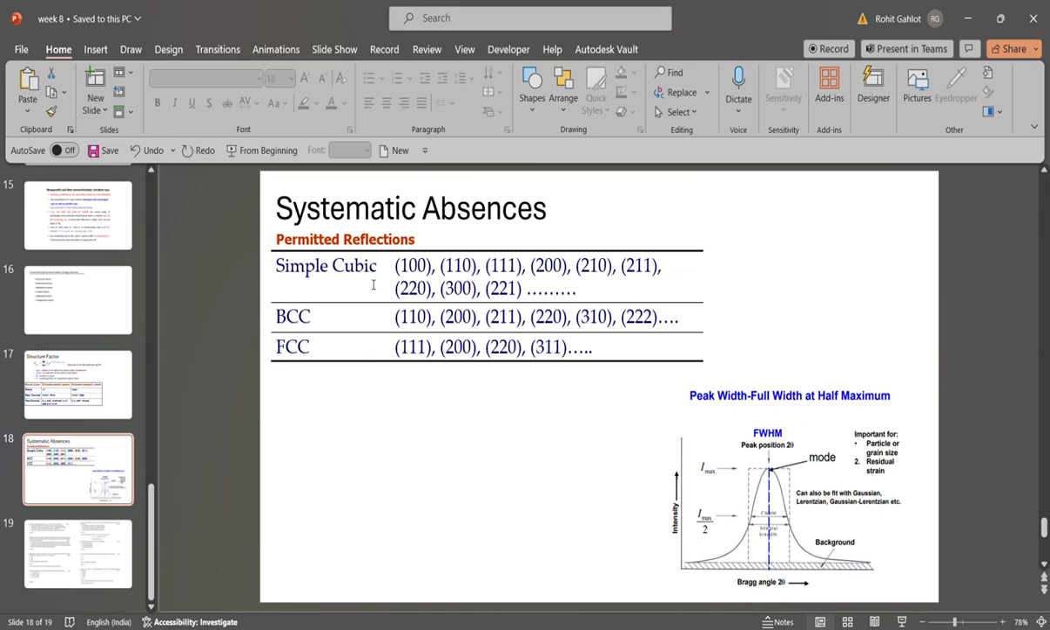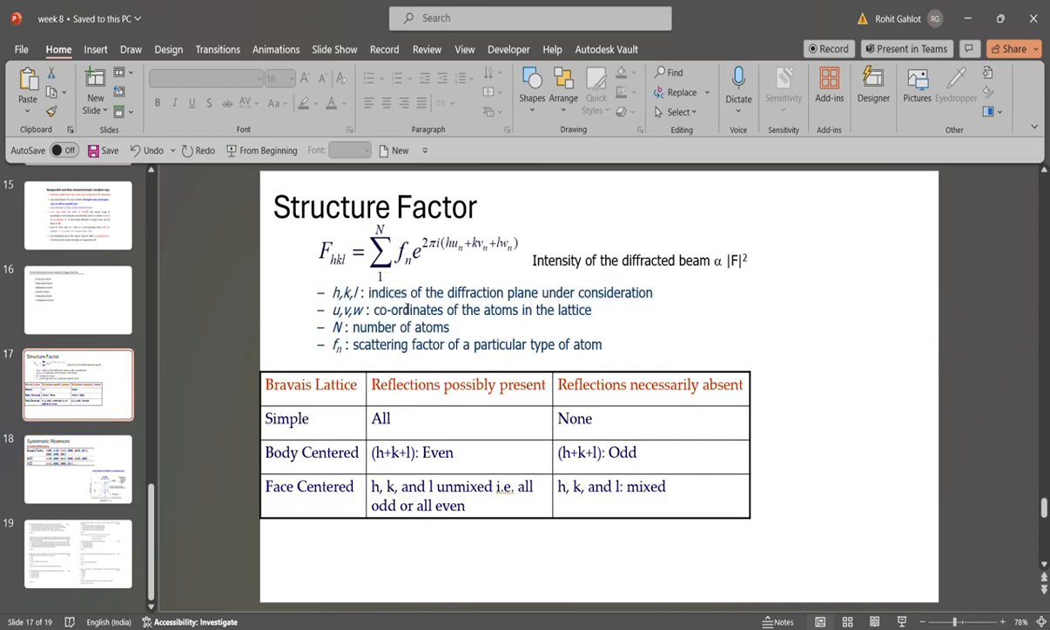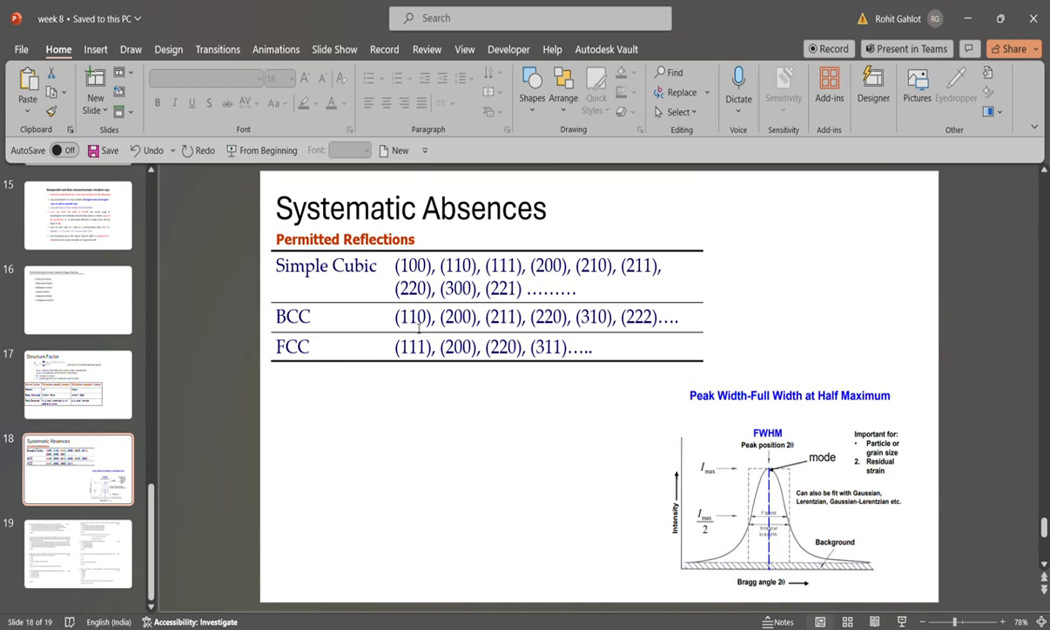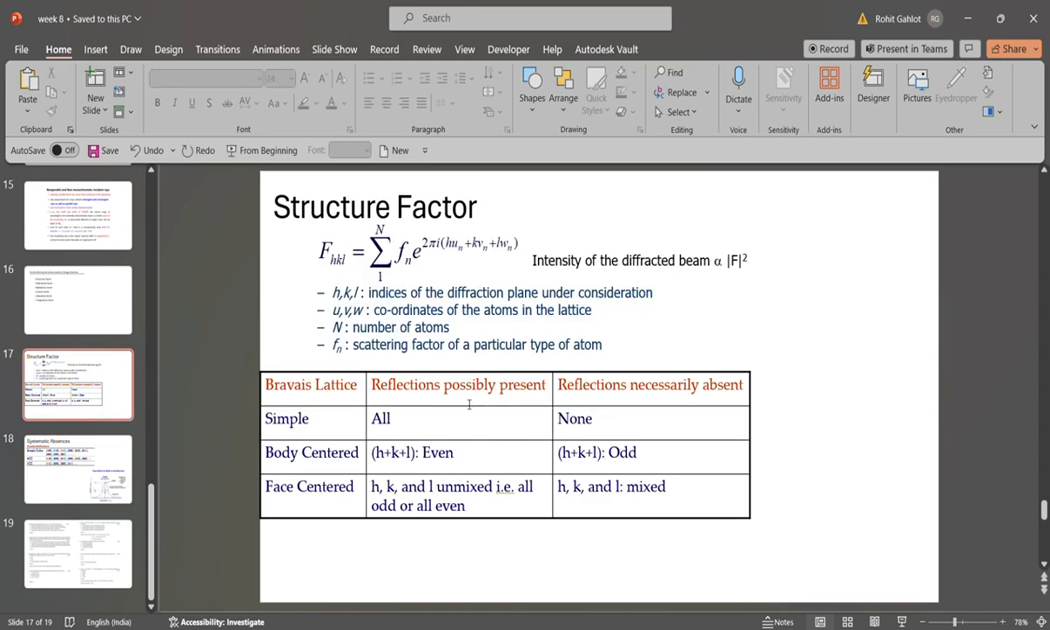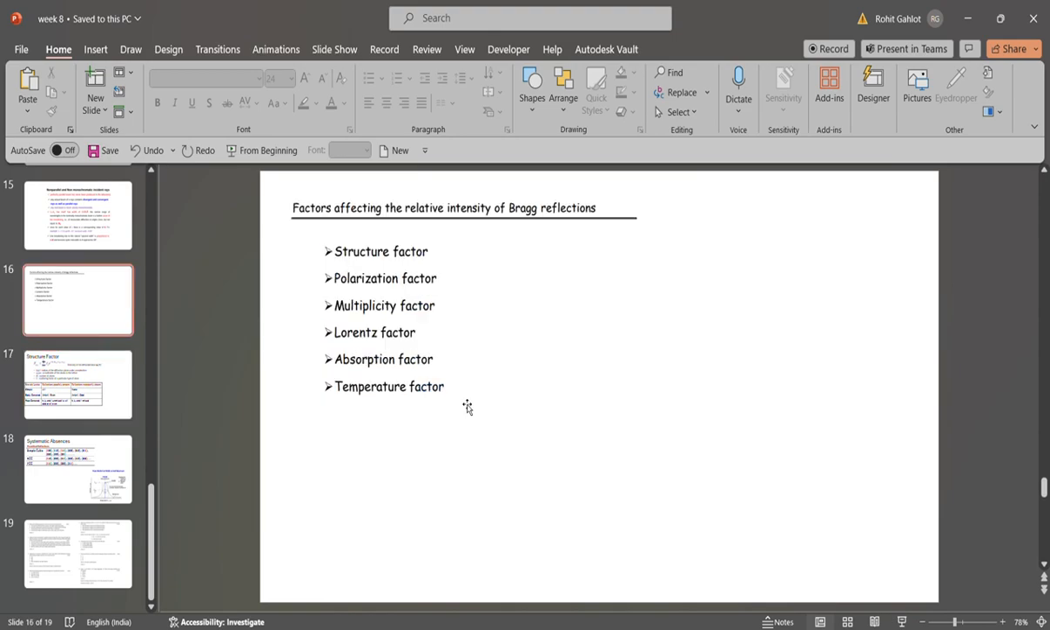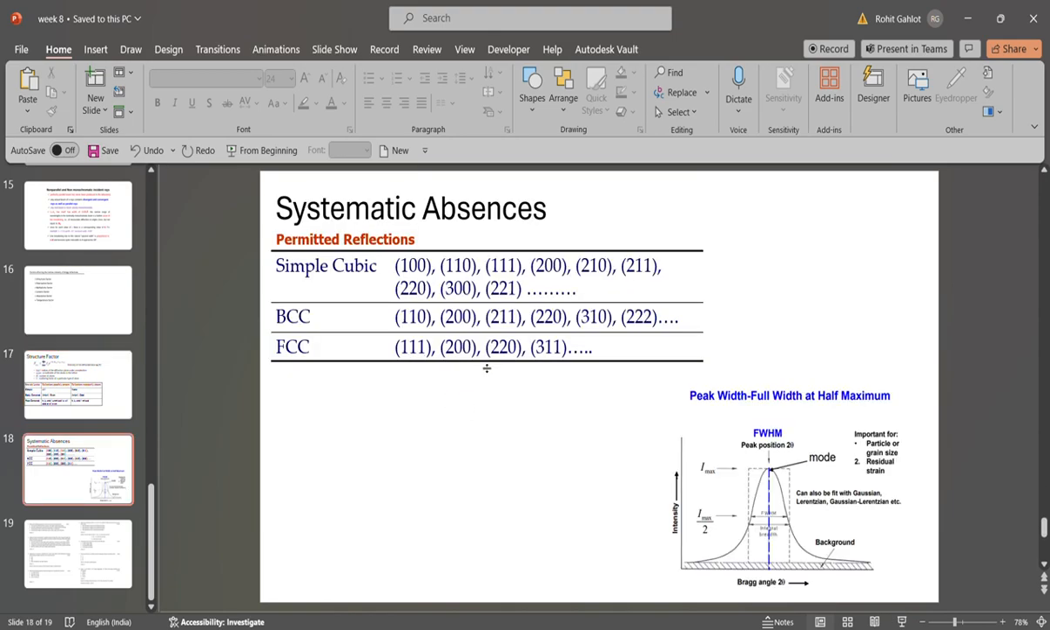So permitted reflections. For the simple cubic: 100, 110, 111, 200, 210, and these all are present. And for the BCC, your sums would be even. So 1 plus 1 is 2, and 2 and this is 4. So these will be present. And for the FCC, h, k, and l would be unmixed, that is all odd or all even. So here all are odd, all are even, here all are even, all are odd. So these will be present.